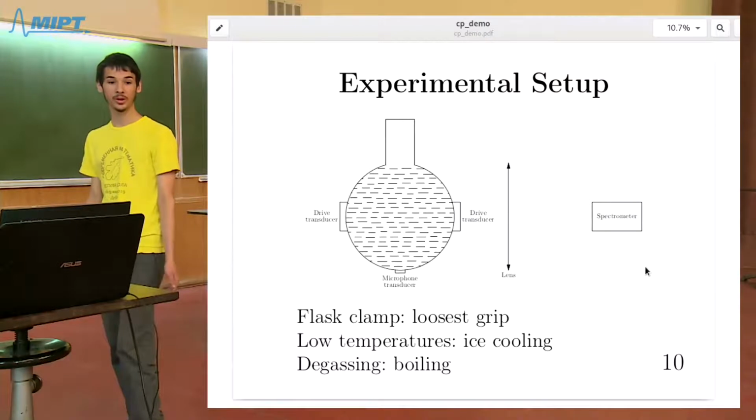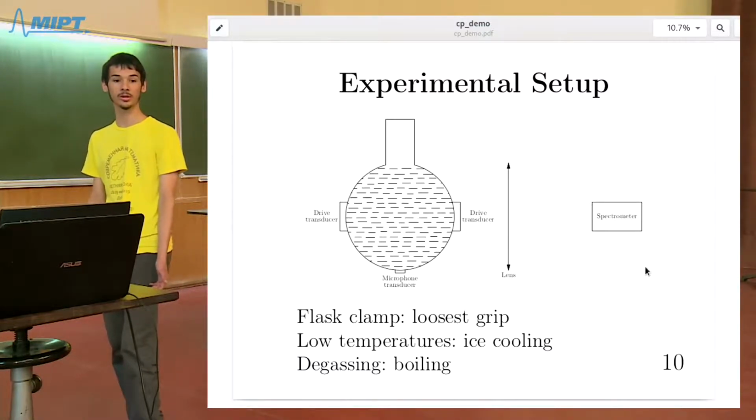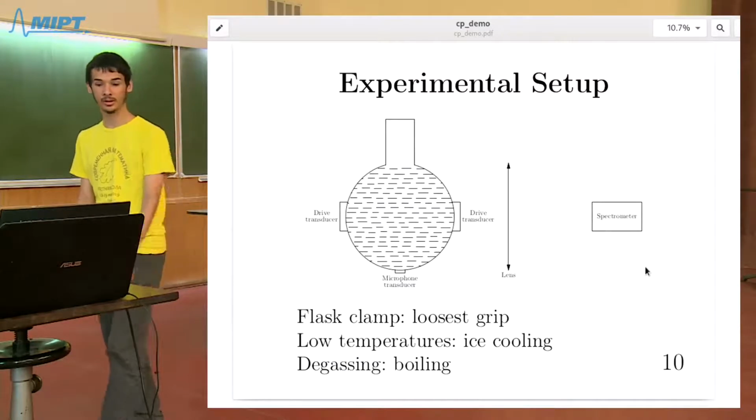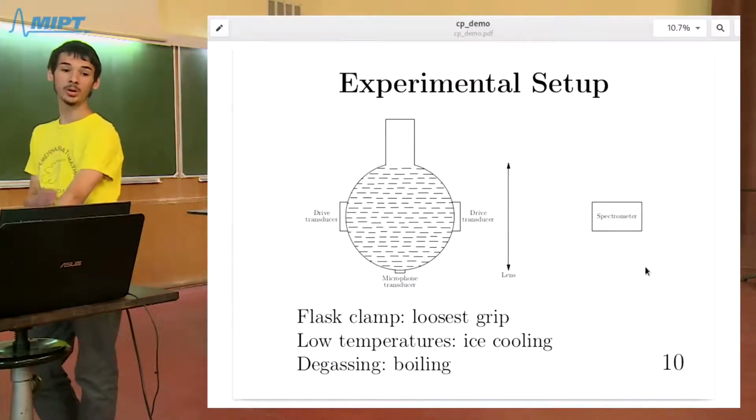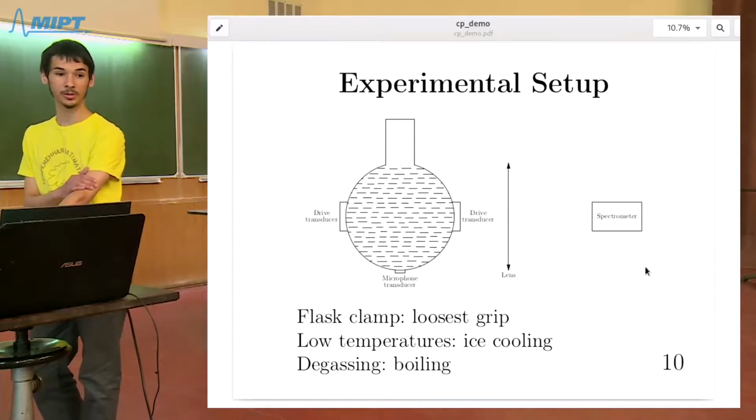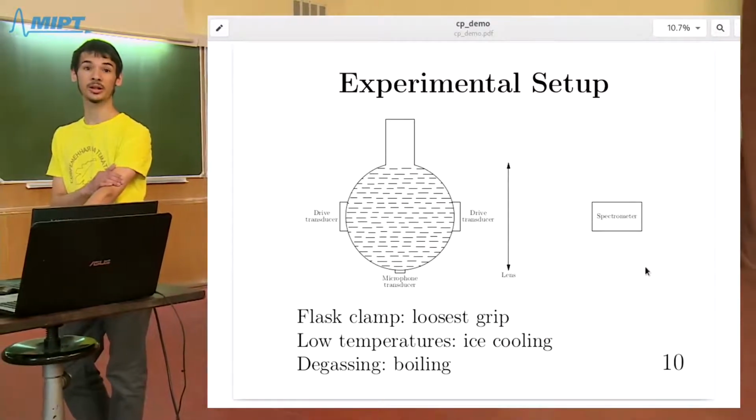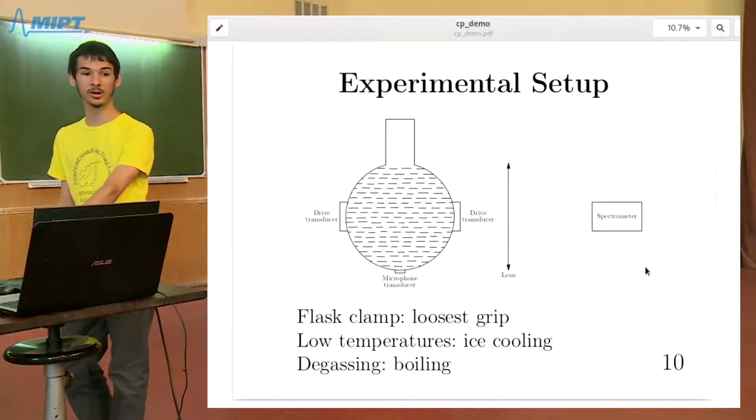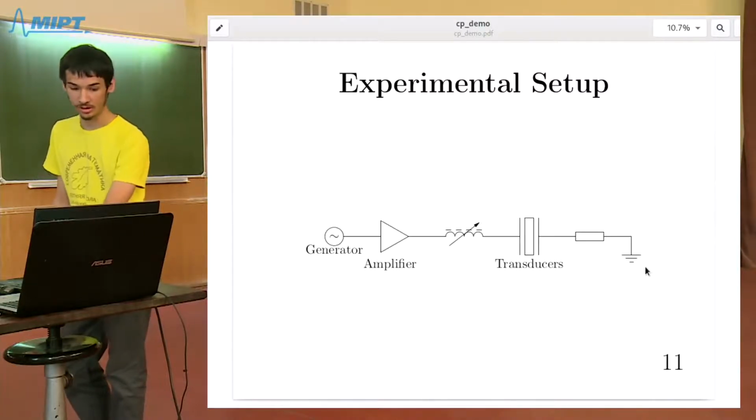Also, as our theory predicts, the effect should be much stronger and the light should be brighter at low temperature. So we used ice to cool the flask. Also, it turned out that it was nearly impossible to achieve the effect on just water. We need to degas it by boiling. We also put a lens and a spectrometer hoping to get the spectrum of the light. However, we couldn't register it.